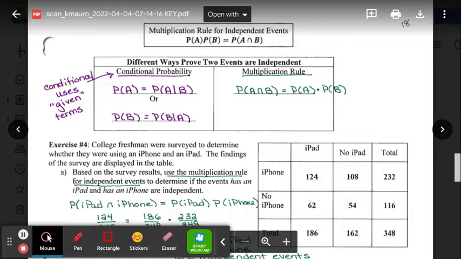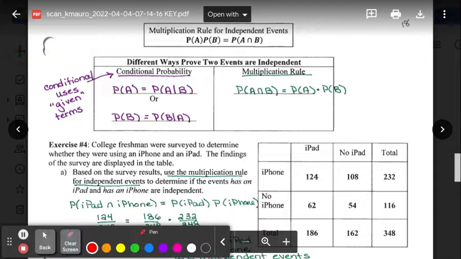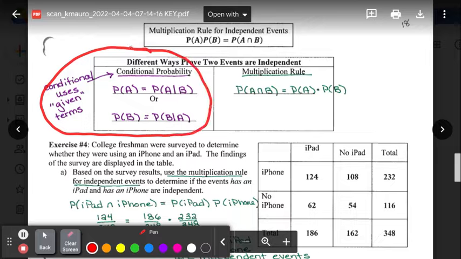We just learned on the previous page that probability of A times probability of B is equal to the probability of both. So now we have two ways, because one wasn't enough, to determine if two events are independent. One is called conditional probability, and that means we have the word given in the problem. So if you see that, then use conditional probability.